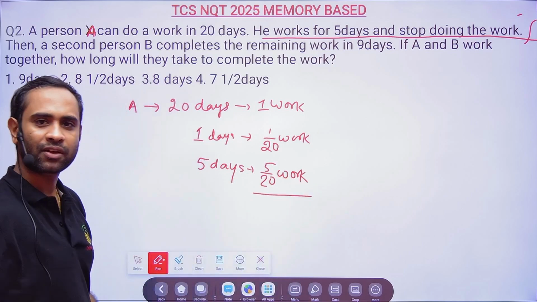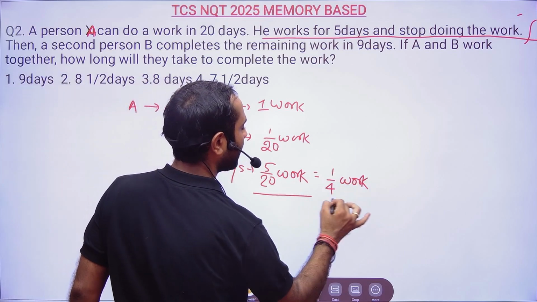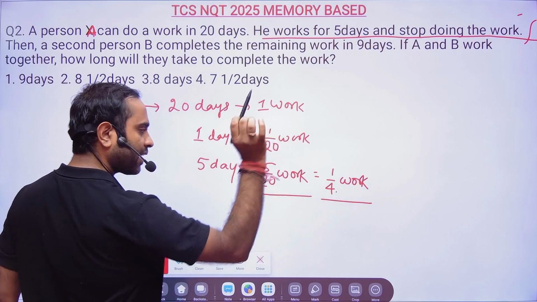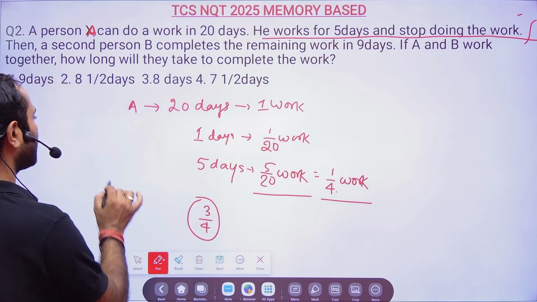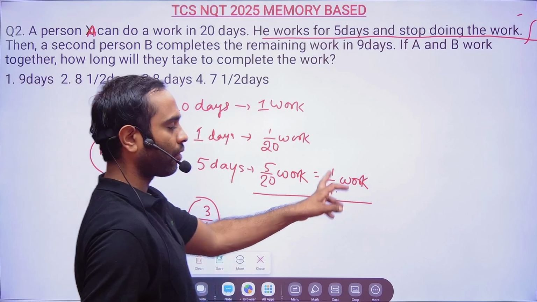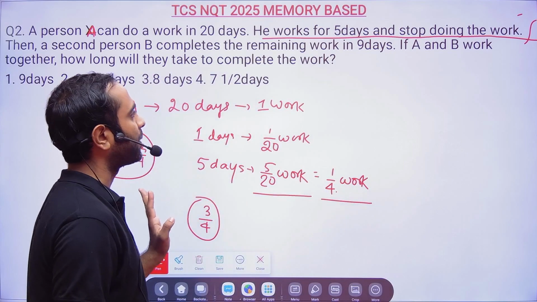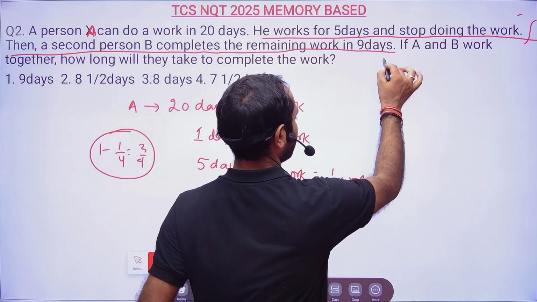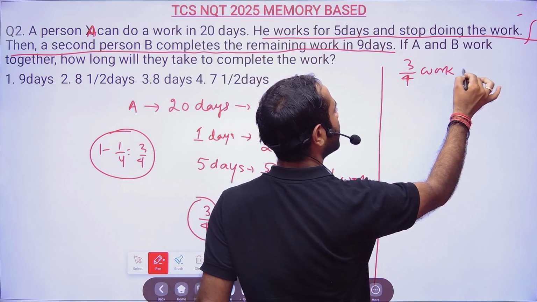But after that, a lot of queries will start coming. So 1 by 4th of the work, A is able to finish in 5 days. What will be the remaining work? See, from 4, 1 work is able to finish, so basically 3 more work is there. Total work will always be 1. So 1 minus 1 by 4 will be nothing but 3 by 4. Out of this 4, 1 work is done by A and the remaining work is 3, so 3 by 4 work is pending. Now a second person B completes the remaining work in 9 days. So B is completing 3 by 4 work in how many days?